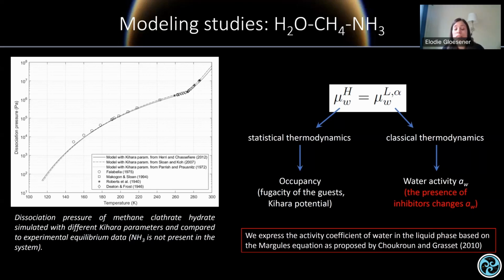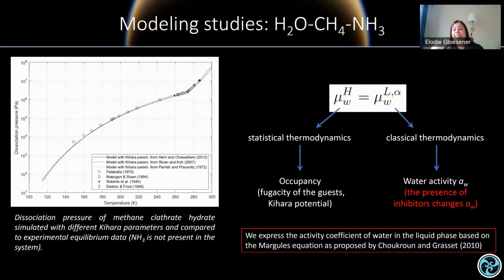So we use the Peng-Robinson equation of state, and for the interaction potential, we use the Kihara potential. The chemical potential of water in the liquid phase or ice phase is given by classical thermodynamics. For the water activity, without the presence of inhibitors, such as salts or ammonia, we assume that the water activity is equal to 1 because the solubility of methane in liquid water is really small. Here on the left, you can see the dissociation pressure of methane clathrate hydrate simulated with our model and compared to experimental data.